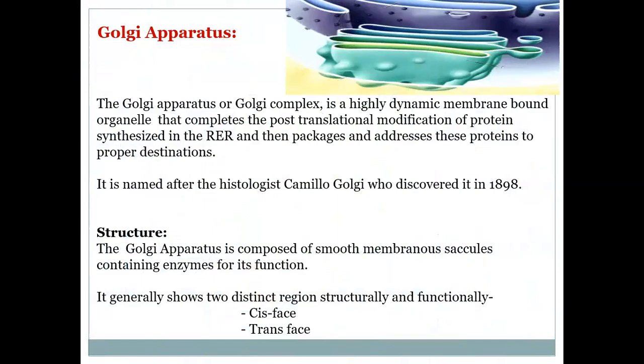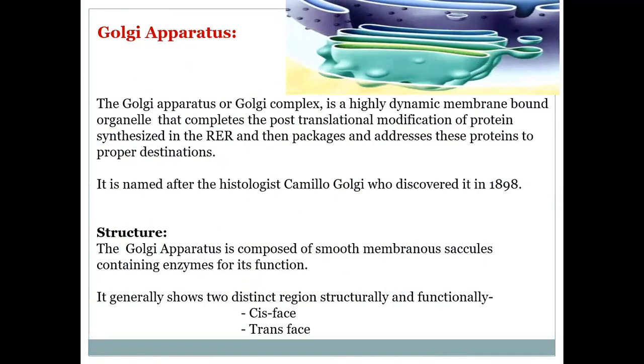Golgi apparatus or Golgi complex is a highly dynamic membrane-bound organelle that completes the post-translational modification of proteins synthesized in the rough endoplasmic reticulum, then packages and addresses those proteins to the proper destination. So we can call it a postman. The histologist Camillo Golgi discovered it in 1898.